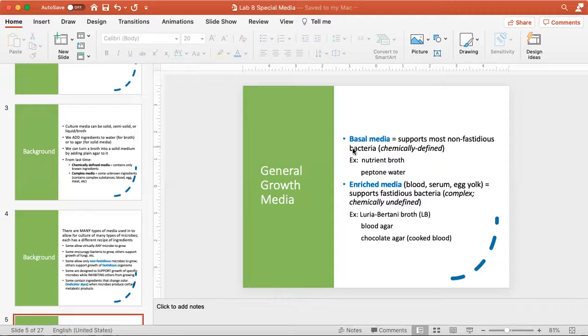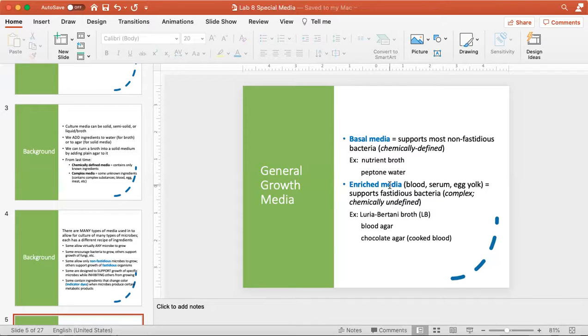Our nutrient media, the nutrient broth or the nutrient agar that we've talked about, that's one of these basal media. There's another kind called peptone water. Remember, peptone is a word we use to describe partially digested protein. So these are two types of media that we use in the lab to grow non-fastidious bacteria. So these are the kinds of media that you would grab off the shelf when you're just trying to see what you can get to grow.